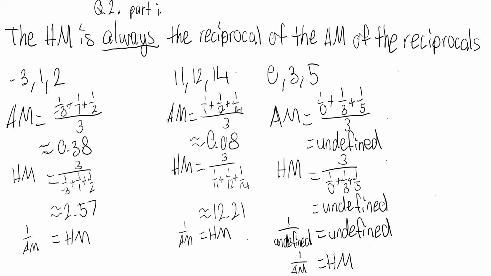With 11, 12, and 14, same thing. 1 on 0.08, which is what the arithmetic mean is, does equal 12.21, which is the harmonic mean. 0, 3, and 5. So with this statement, you get undefined with both the arithmetic mean and the harmonic mean. However, 1 on something that's undefined is still undefined. So given that the arithmetic mean and harmonic means are both undefined, 1 on the arithmetic mean still does equal the harmonic mean. So therefore we can deduce that the statement is true, as we have negative values, we have positive values, and we've tested 0 values.